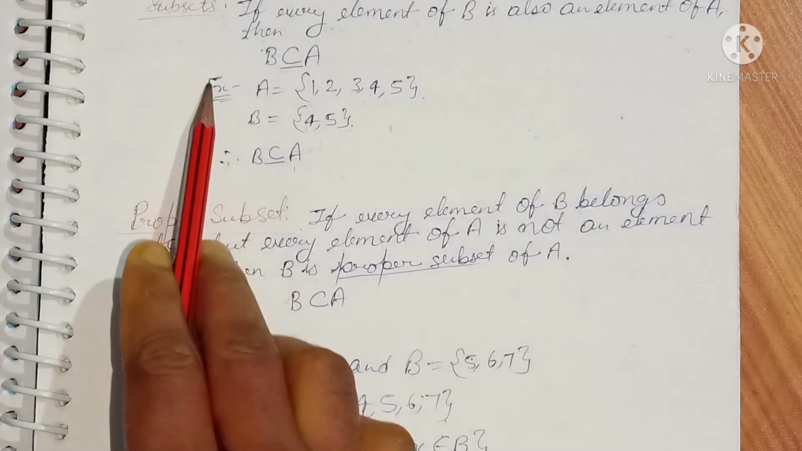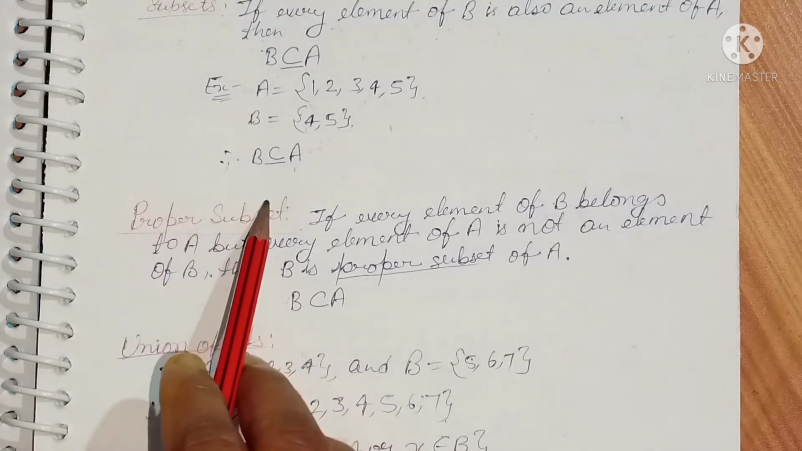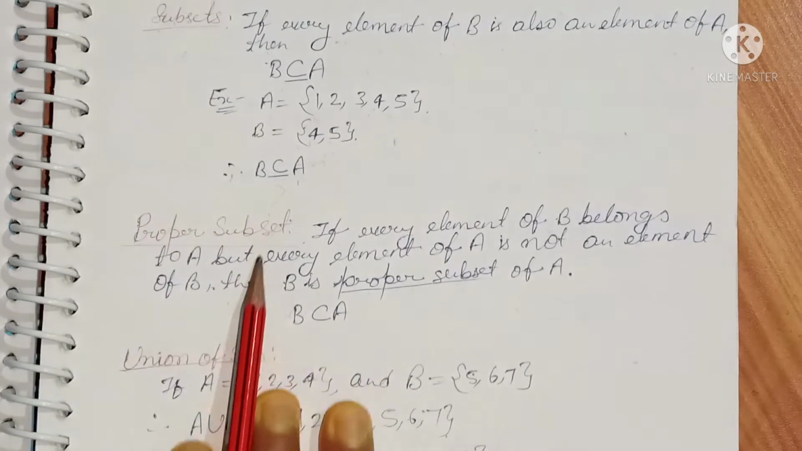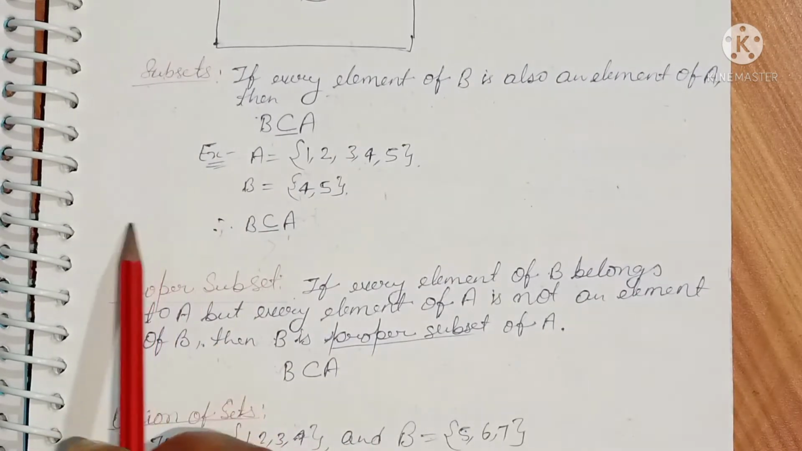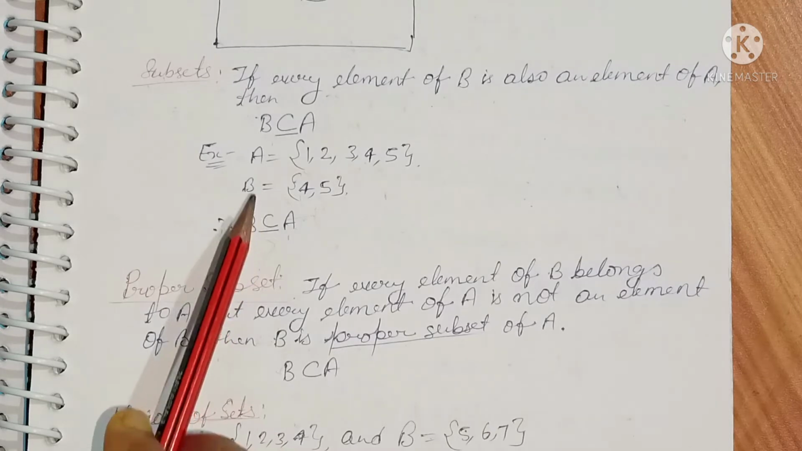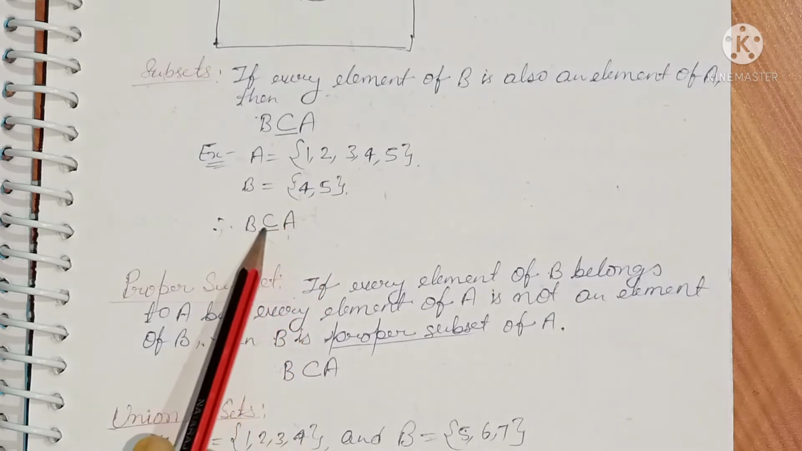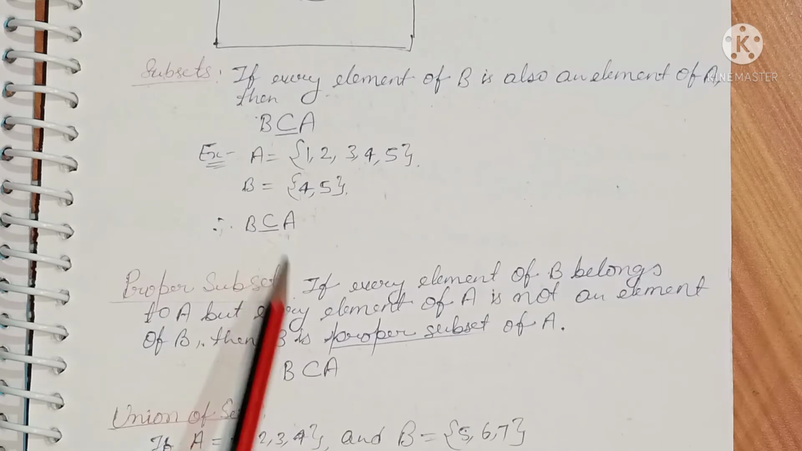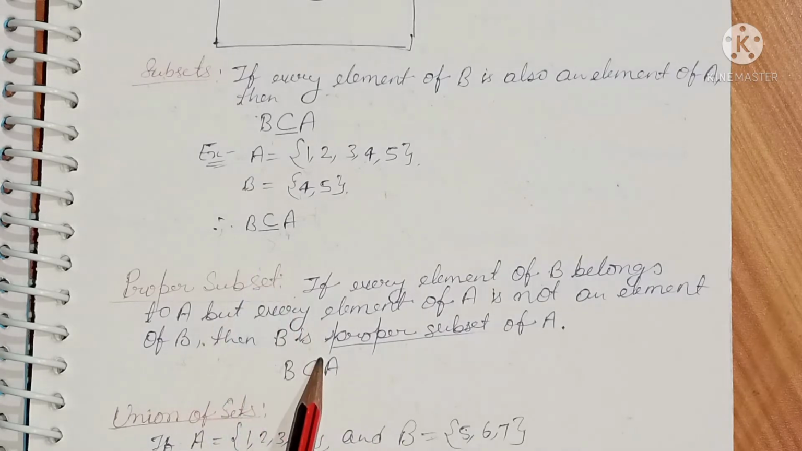A proper subset is a type of subset, because subset includes proper subset. In this example, B is a subset of A, and in the second example, B is also a proper subset. So a proper subset is a type of subset.